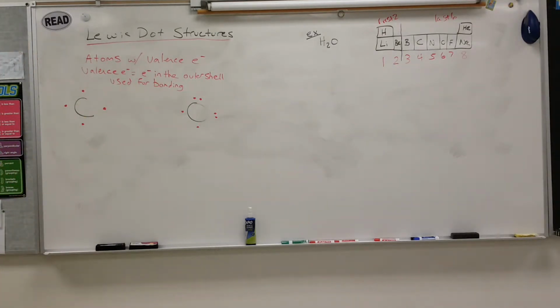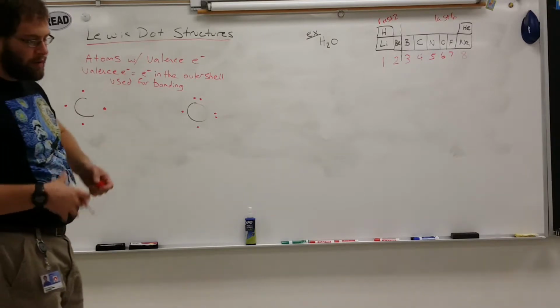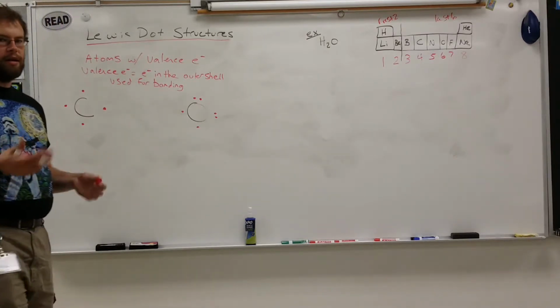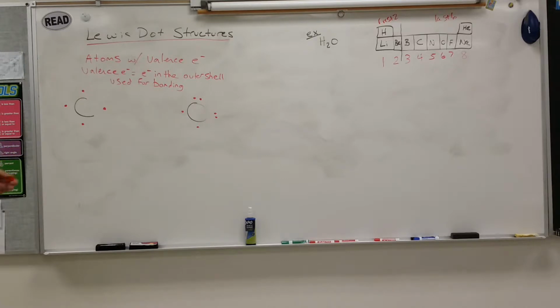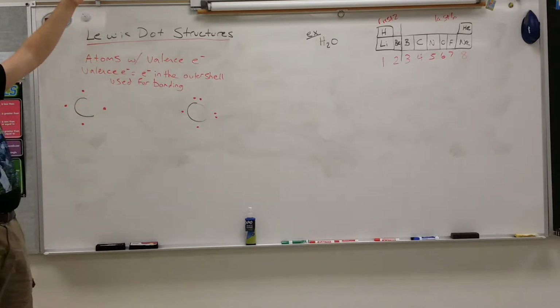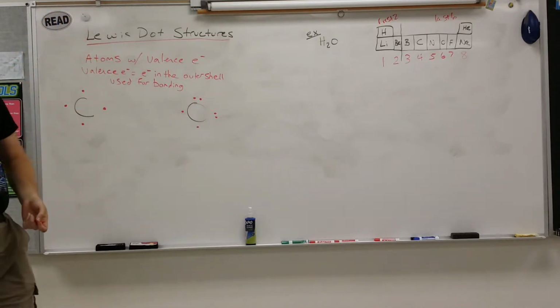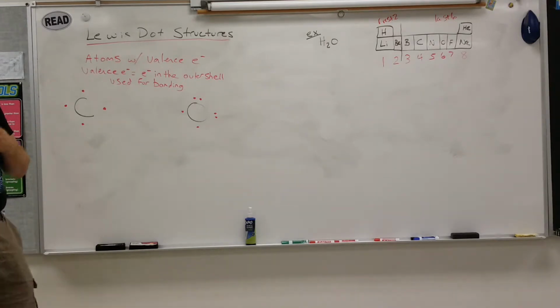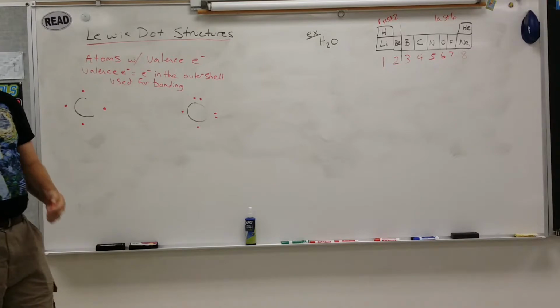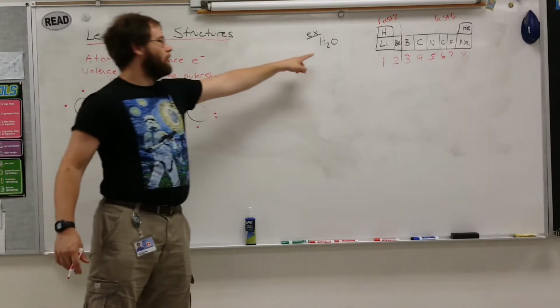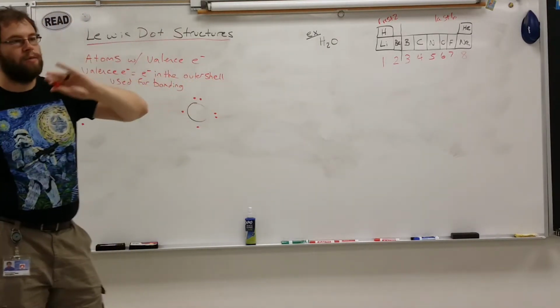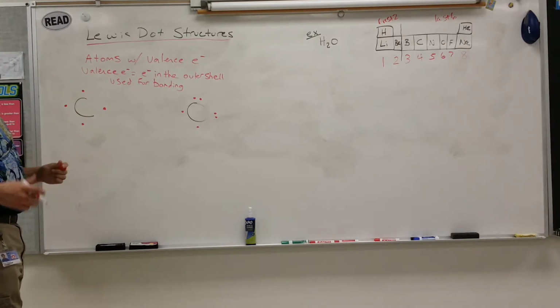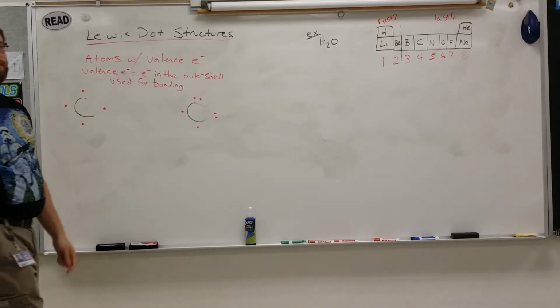Well, now you might be saying, Mr. Mangan, this seems really dumb. Why would we need to know how to put dots around the symbol? We can just look it up and be like, oh, oxygen has 6. Well, these are used to deal with bonding. So when you make a new compound, how do they fit together? So for example, let's just talk about water. It's 2 H's, 1 O, and let's use the Lewis dot structure to figure out how they bond together.